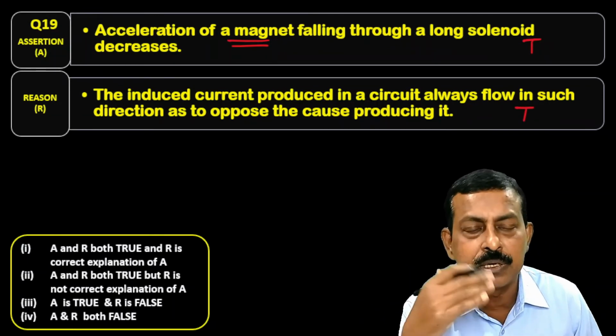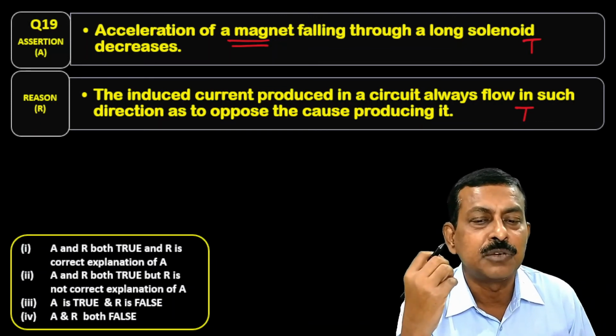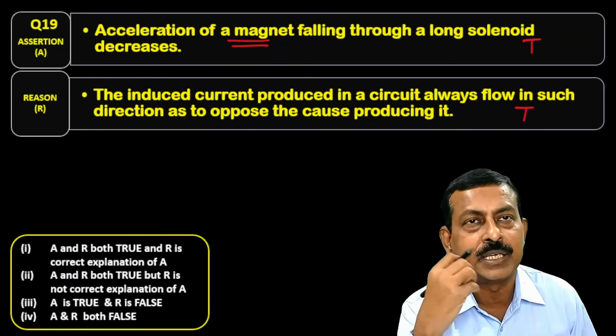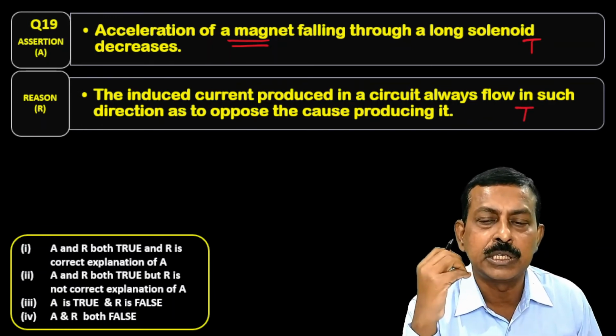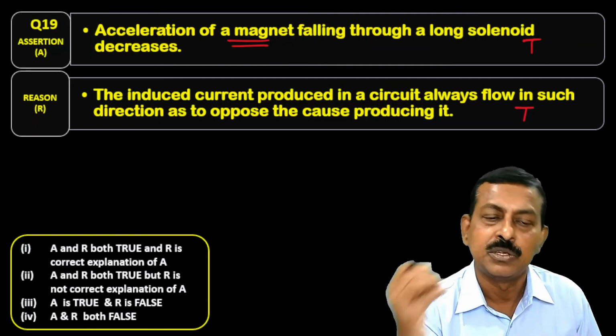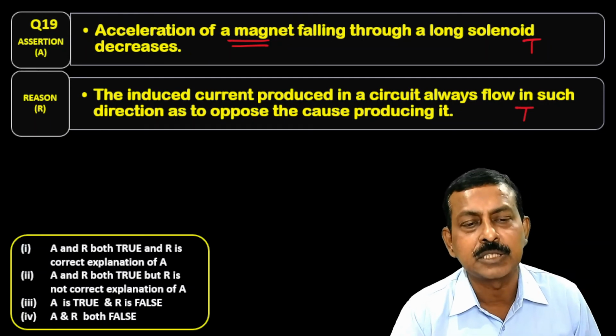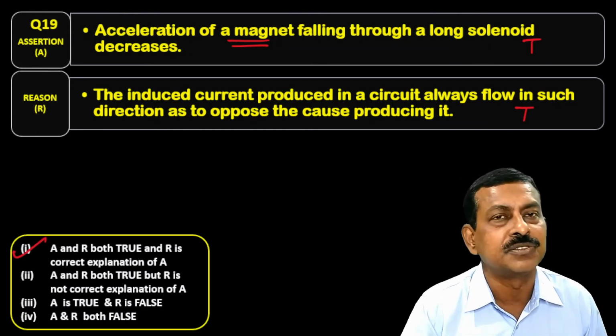And if you just see the two statements together, acceleration of a magnet falling through a long solenoid decreases because the induced current produced in the circuit always flow in such direction as to oppose the cause producing it. So this is making a correct explanation for the assertion part. So that means here the first one is the correct option.